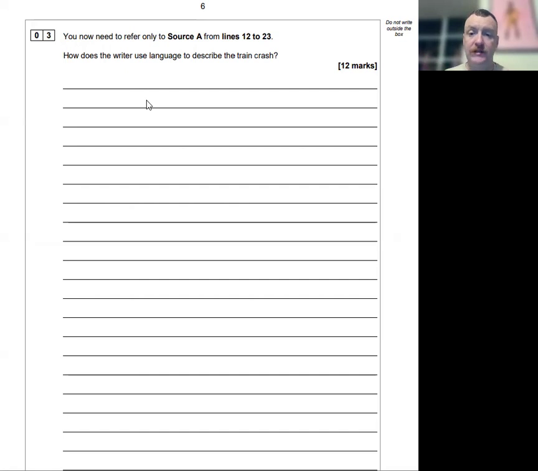So, question 3, source A only, lines 12 to 23. Make sure you understand where you're getting your information from. 15 minutes max, language analysis question.